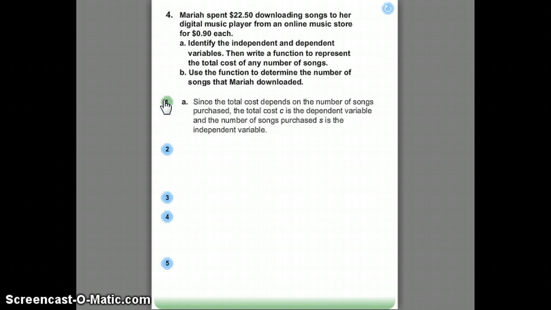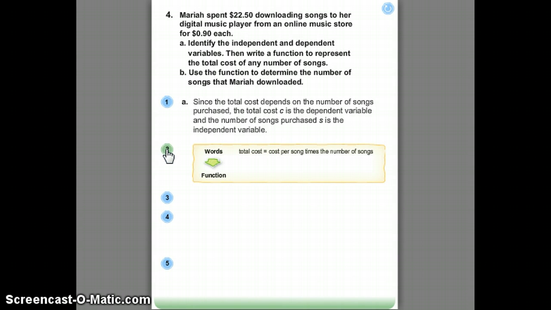First, since the total cost depends on the number of songs purchased, the total cost, C, is the dependent variable, because how much I pay depends on the number of songs purchased. And we're going to use S to represent the number of songs purchased, and that would be our independent variable, because I can control how many songs I purchase, and the number of songs I purchase determines the total cost.